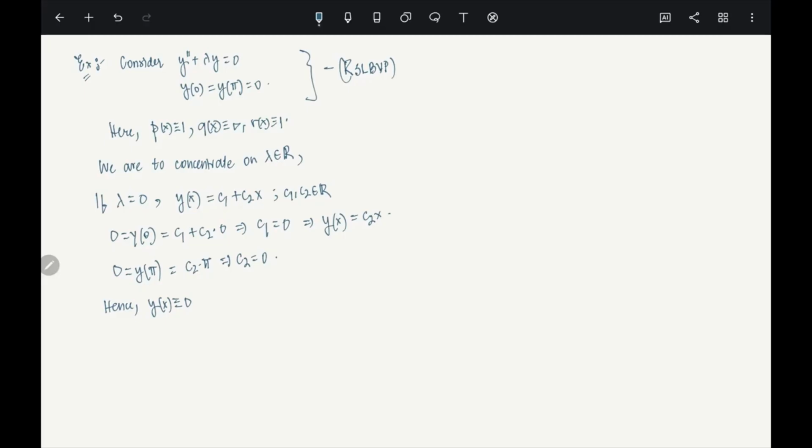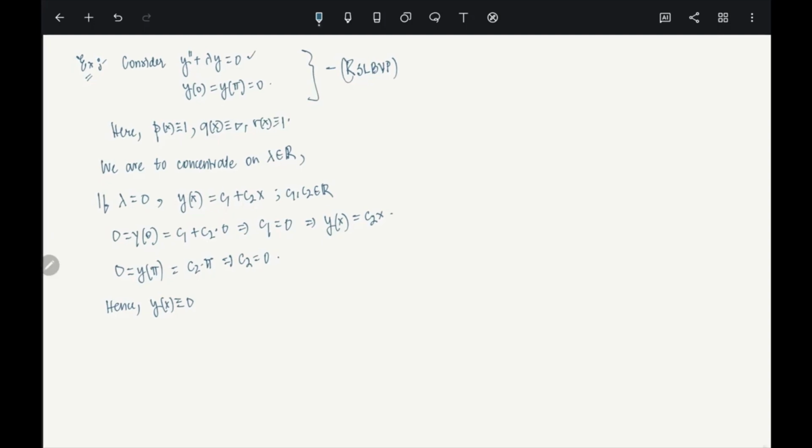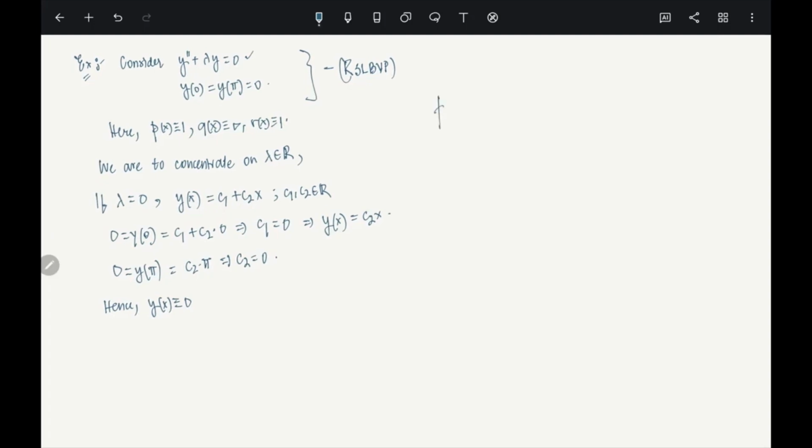Now what is the question? Please remember, you have to find lambdas for which a non-trivial solution exists. This is the homogeneous problem, right? So for any lambda, the trivial solution exists. Let me put it as a small remark: these regular Sturm-Liouville boundary value problems are homogeneous problems. So for any lambda, the trivial solution is always a solution.